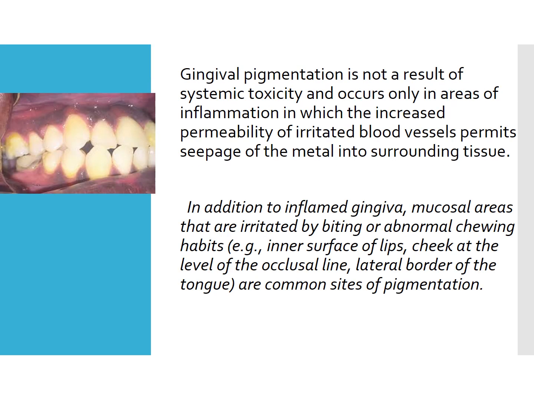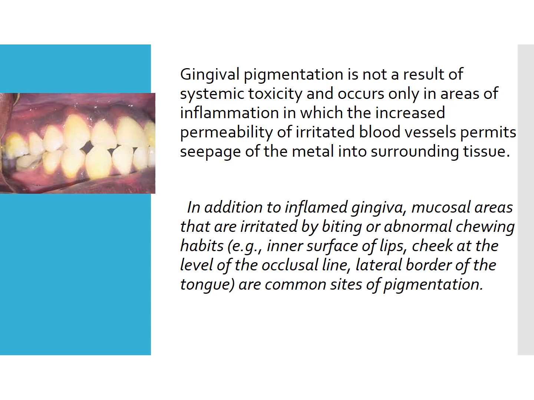This gingival pigmentation is actually not the result of excessive intake of the metals or any toxicity. It occurs in areas of inflammation, where there is increased permeability of vessels, which permits the seepage of metal into the surrounding tissue. In addition to inflamed gingiva, mucosal areas that are irritated by biting or abnormal chewing can also take up this pigmentation. Usually it happens in areas of the lips, cheek, and the lateral border of the tongue. So that's about metallic pigmentation.